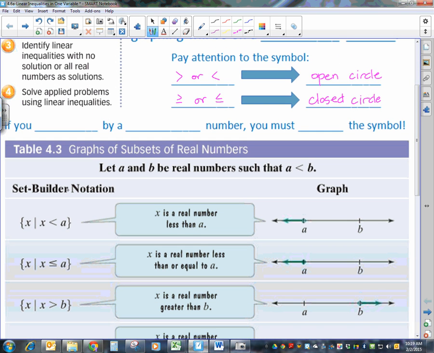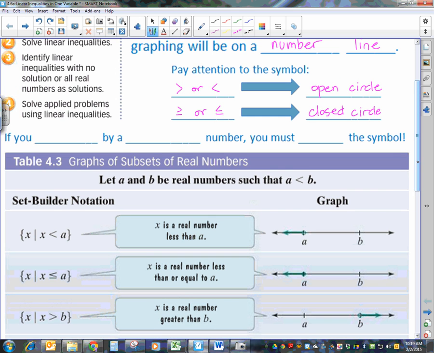The other thing that's really important to remember when you're working with inequalities: if you multiply or divide by a negative number, you must flip the inequality symbol. Okay, so we'll be going through that. Only if you multiply or divide. It doesn't have anything to do with your answer being negative, just whether you multiply or divide by that negative number.